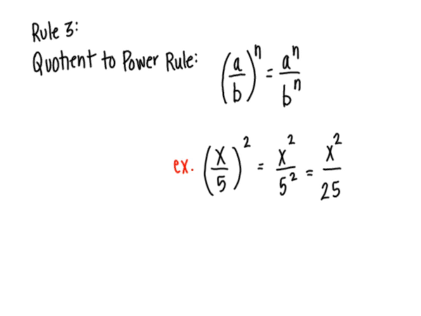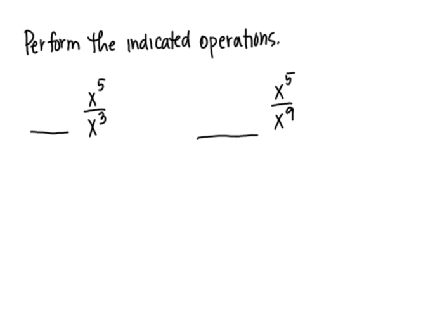Now we're ready to work our problems. Your directions for this section are to perform the indicated operations. My first two problems are x to the fifth over x to the third and x to the fifth over x to the ninth.